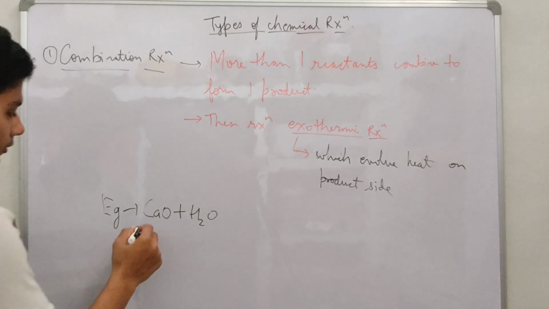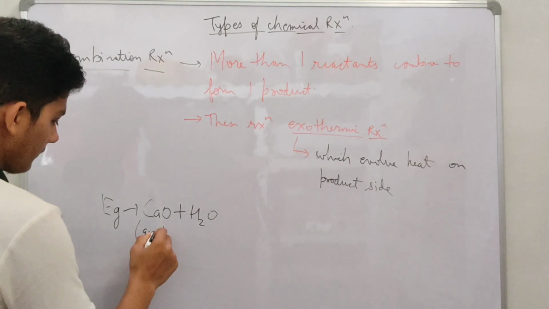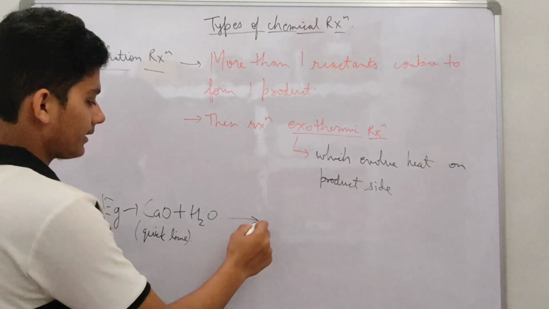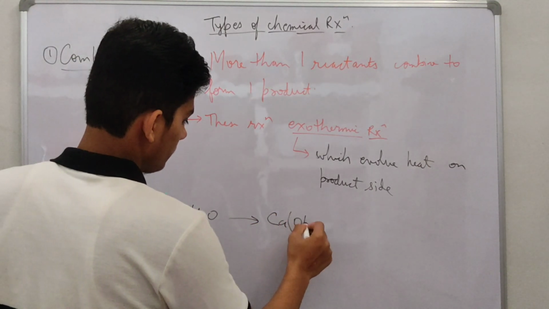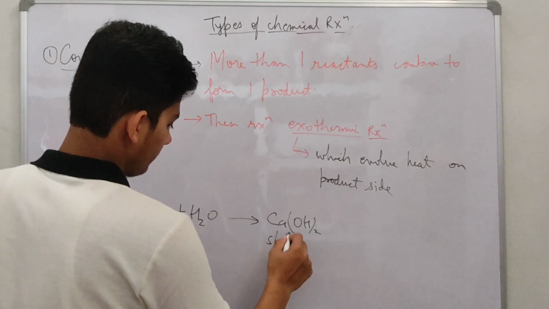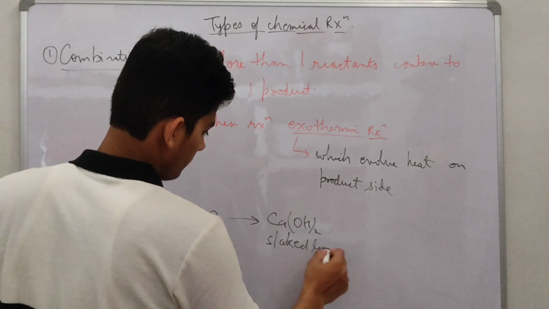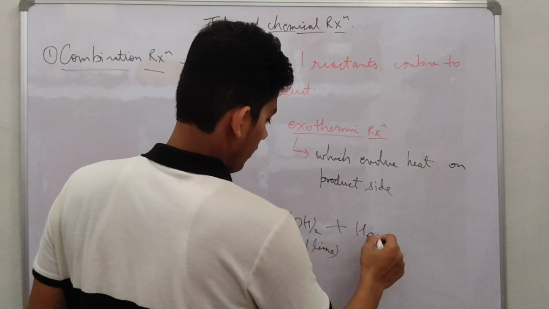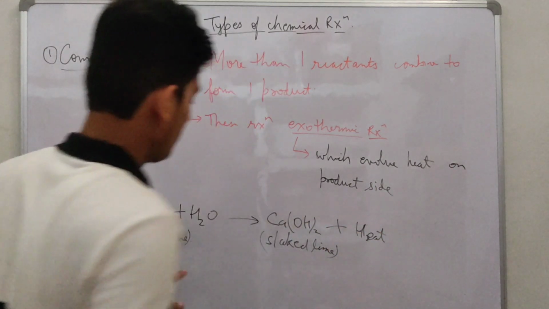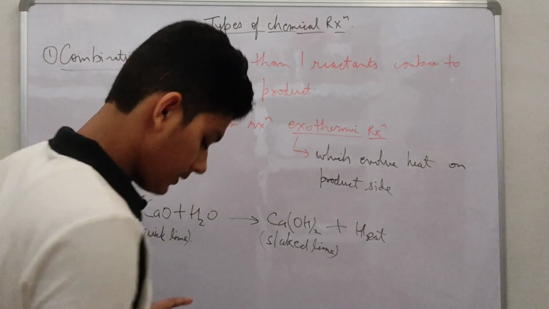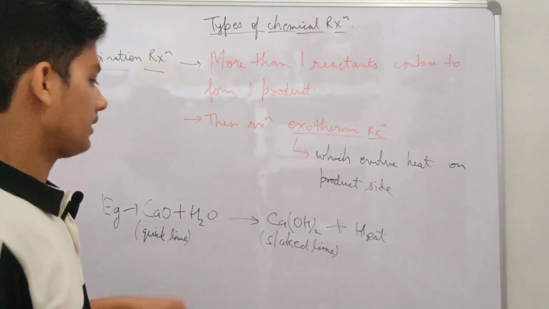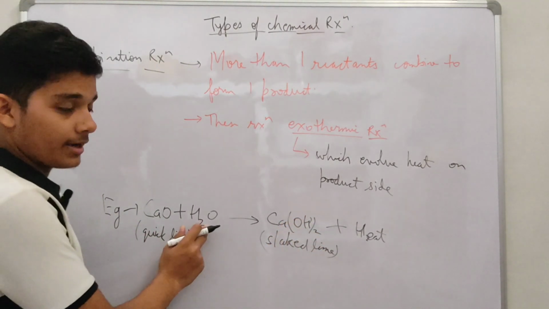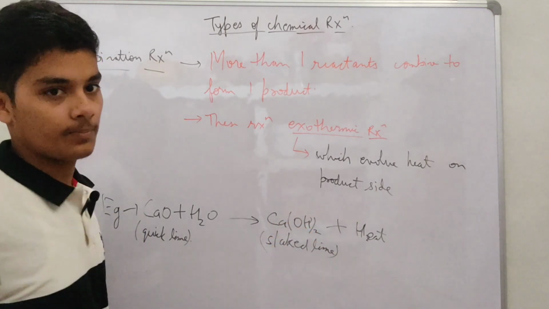The lime we buy from the market, what is it? It is CaO, which means quick lime, basically calcium oxide. When we react it with water, we get Ca(OH)2, which is slaked lime. In this process a lot of heat is released. So this process is called an exothermic reaction, and it is also a combination reaction. Here you can see that CaO and H2O combine to form only one product, which is Ca(OH)2.